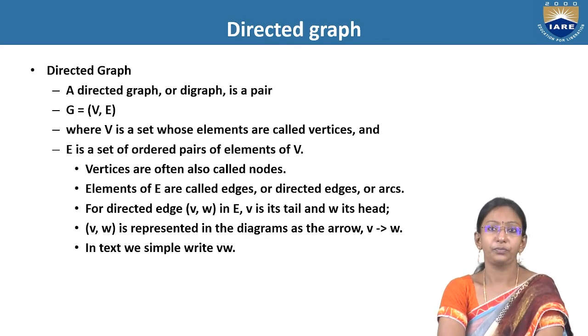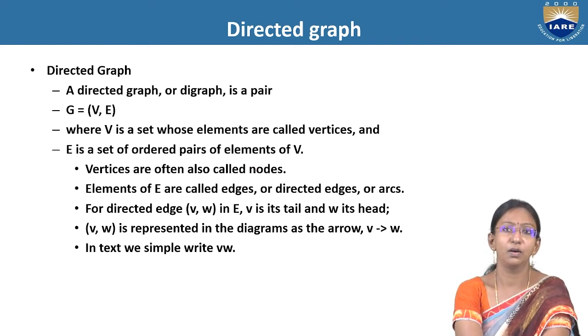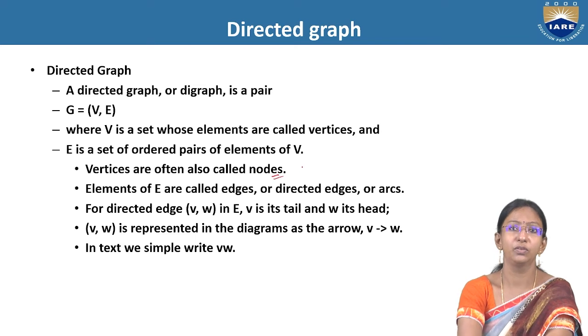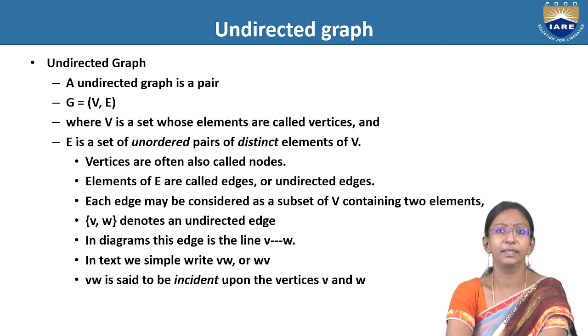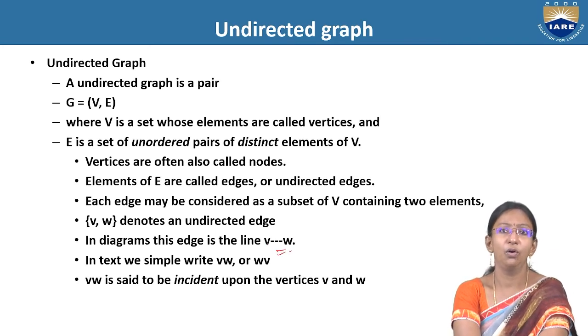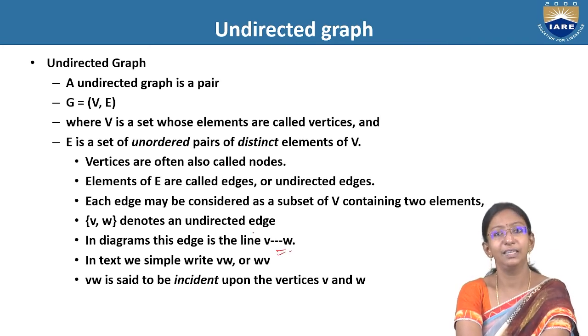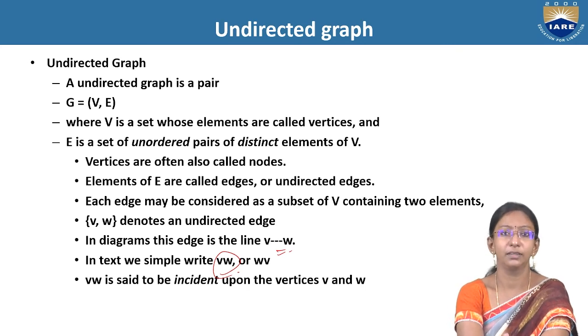Okay, so these vertices are also known as nodes, right? And in the case of undirected graphs, the edges are unordered pairs of distinct vertices, right? And the edges will be represented like this, or by removing the dashed lines, you can write it like this also: the names of the two nodes, one after the other, for undirected graphs.